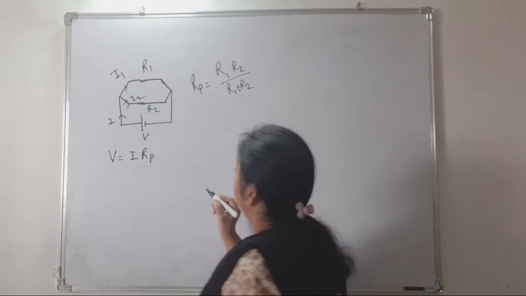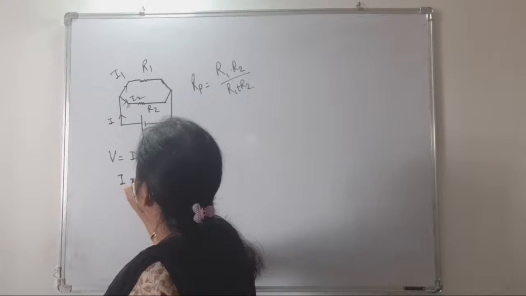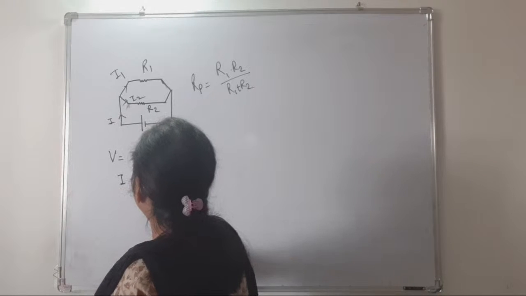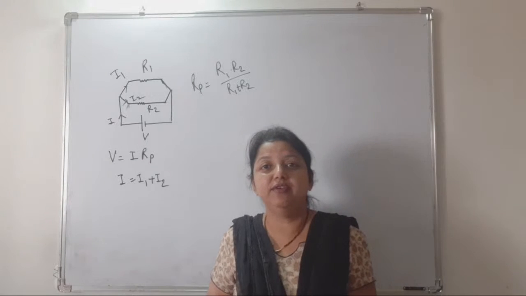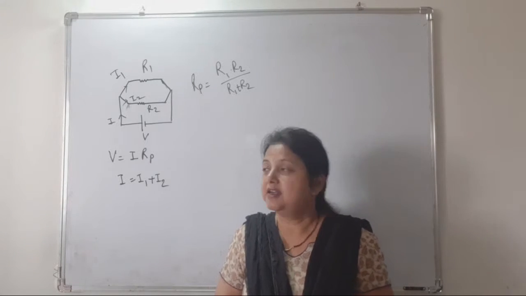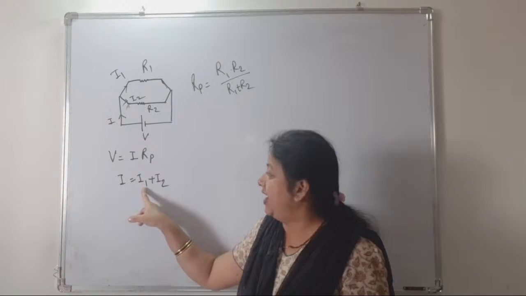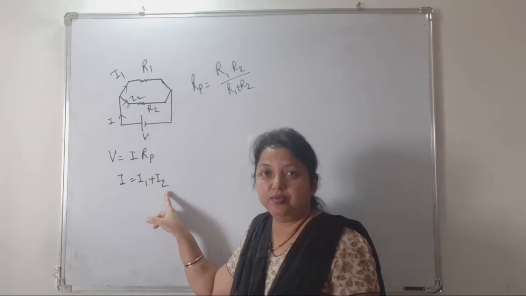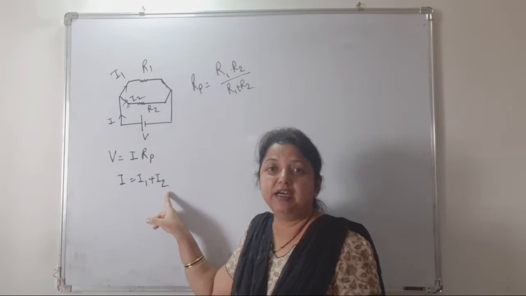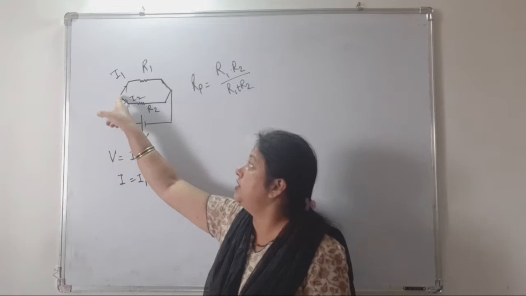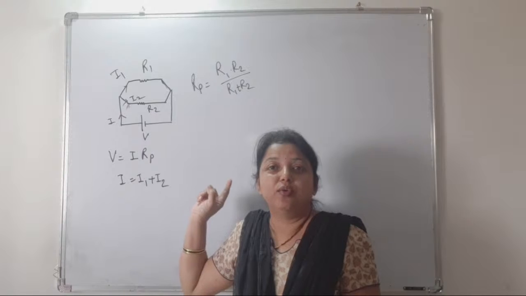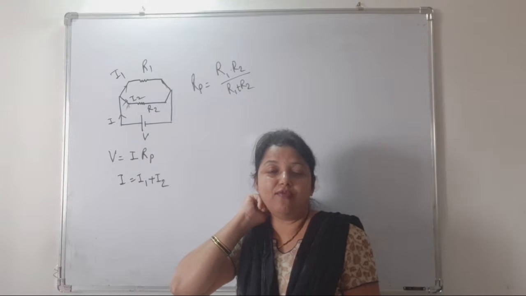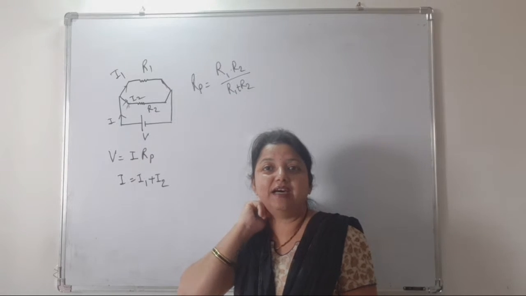So what do we write? I is equal to I1 plus I2. Now, what are the formulas for current division, meaning what is the value of I1 and I2? Current divides here from this node as I1 and I2, so we are able to find the values of I1 and I2 by using current division.